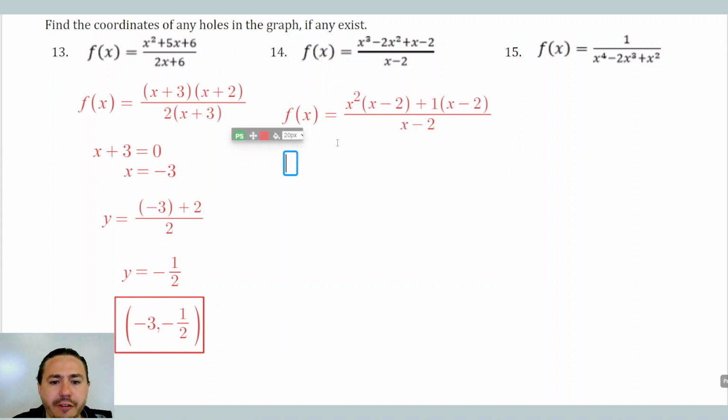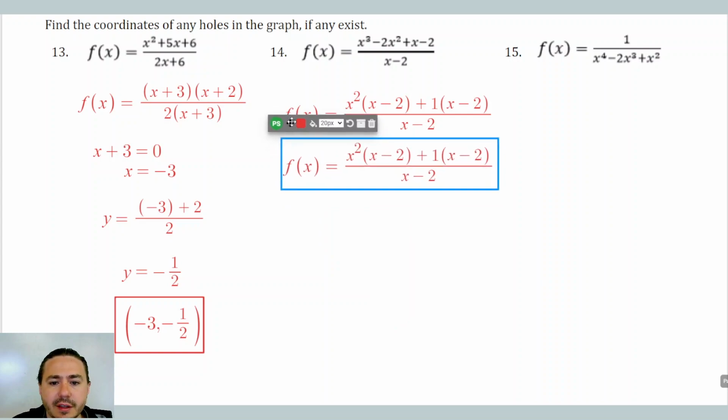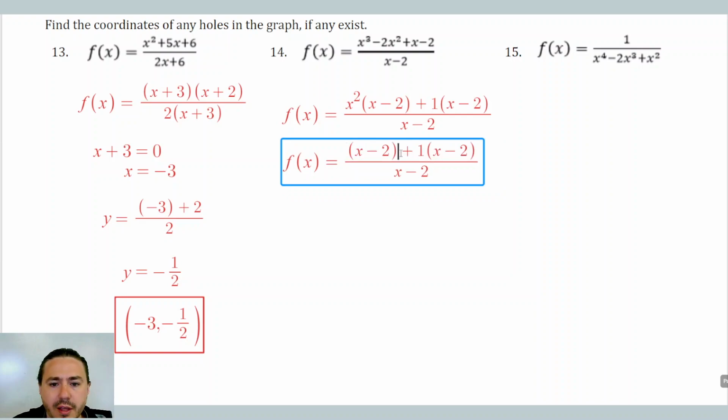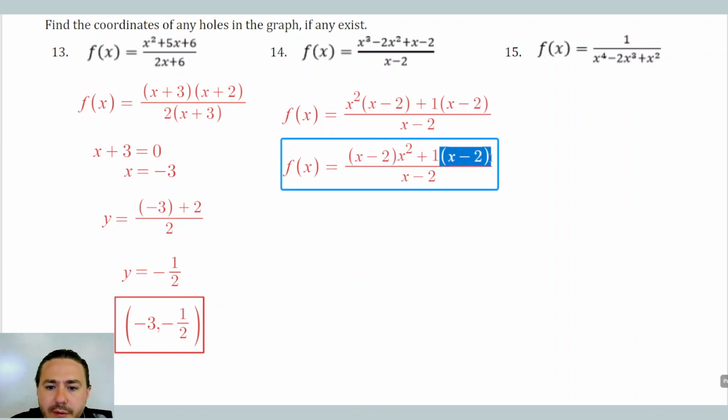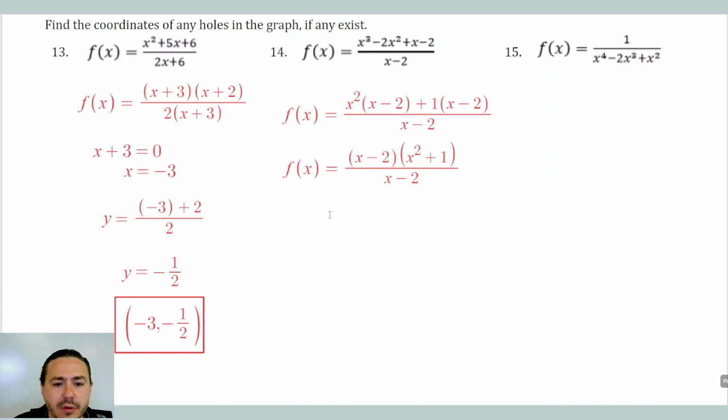Now, to get the two factors of that numerator, this whole factoring by grouping process, we're going to have x minus 2 as one of our factors, and then x squared plus 1 as the other factor. So the hole is going to happen at x minus 2, whenever that equals 0. So say x minus 2 equals 0. And so we know that the x coordinate of the hole is at 2.